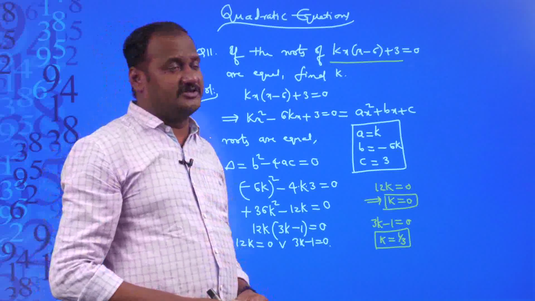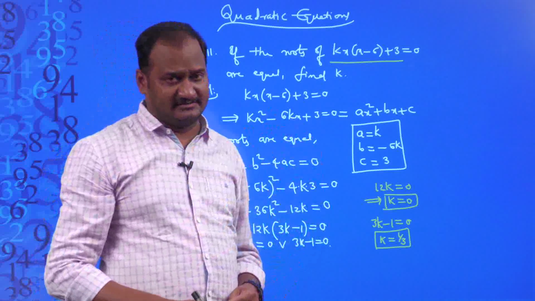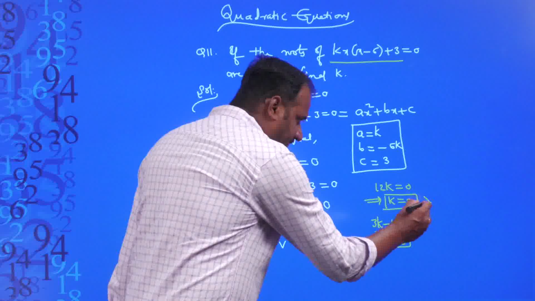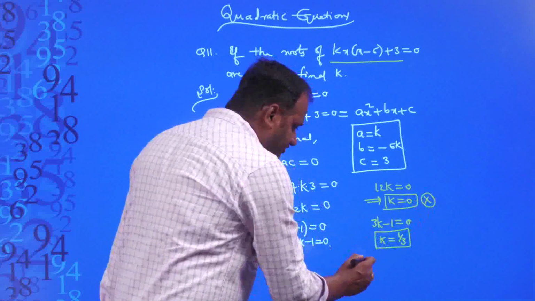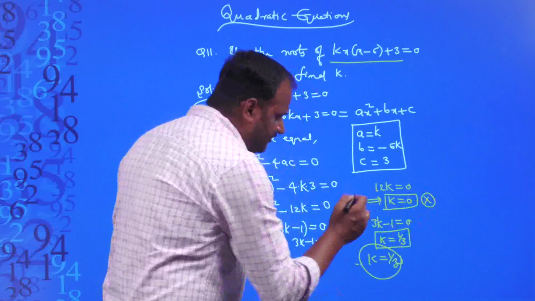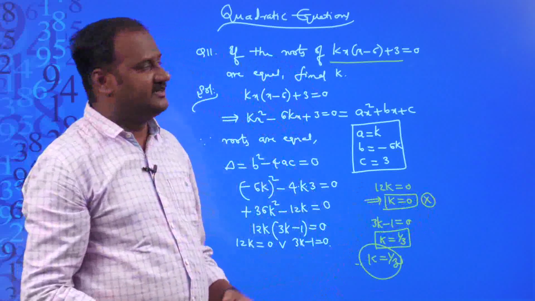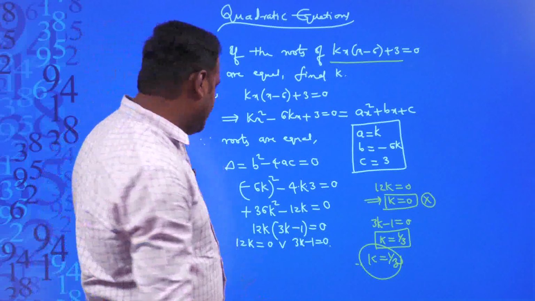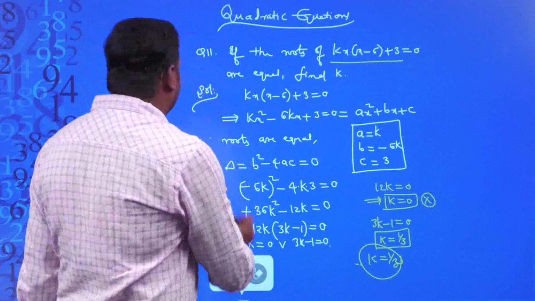If k is equal to 0, it vanishes the quadratic term. So, therefore, k is not supposed to be 0. Therefore, the value of k is equal to plus 1 divided by 3. This is the possible value of k, right. So, this way we can answer this problem, right. And one more problem is given like this.